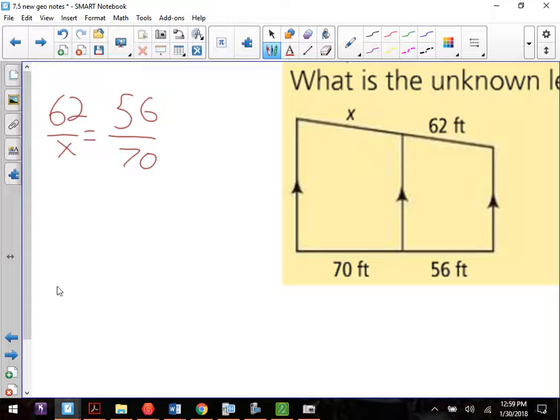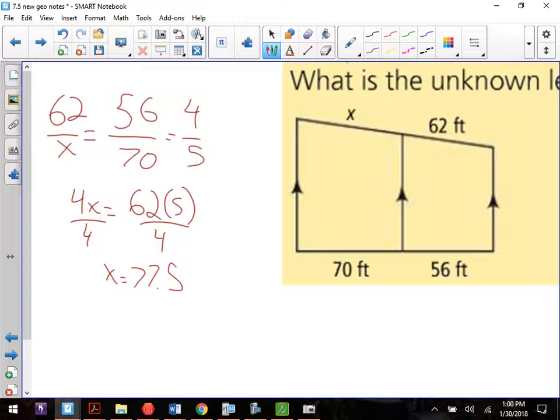56 and 70, they're both divisible by 7. You get 8 and 10. 8 and 10 simplifies to being 4/5. So you get 4x equals 62 times 5. Divide that by 4. What'd you say it was? It is. That's what we got last hour. And remember, guys, it is completely, totally fine if you get decimals and fractions for some of these. It is not a big deal.